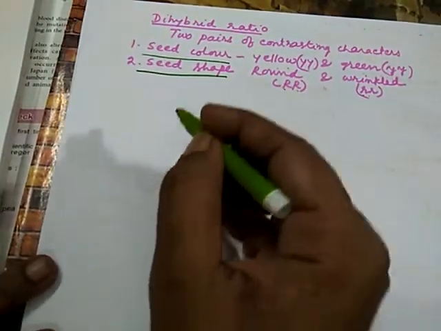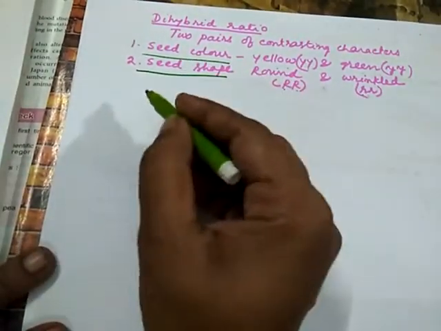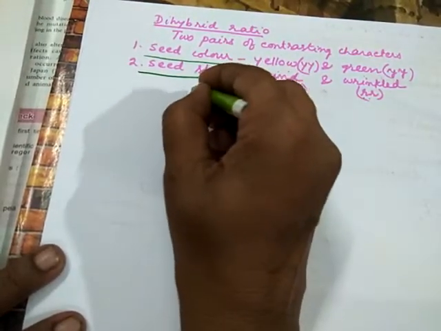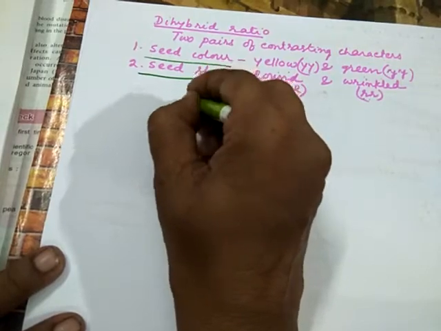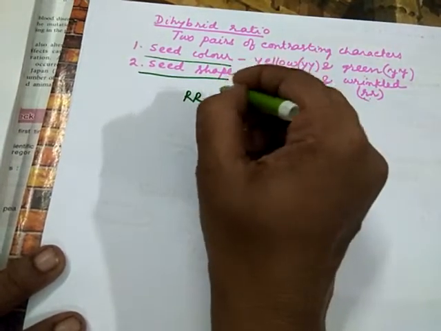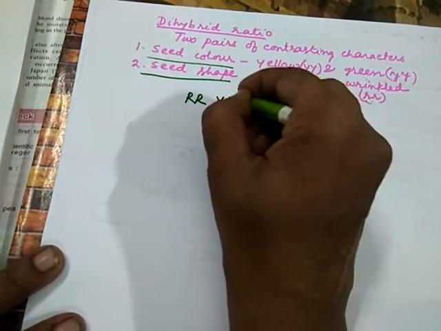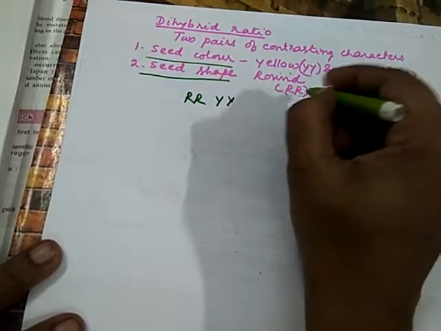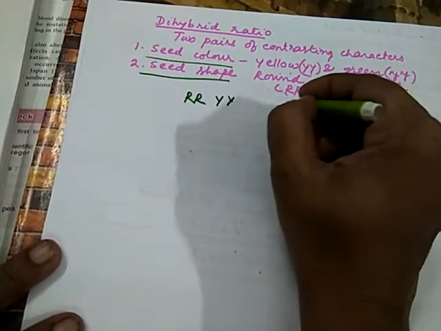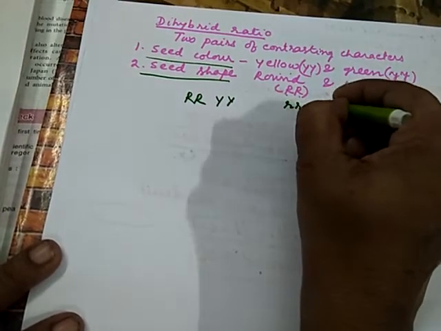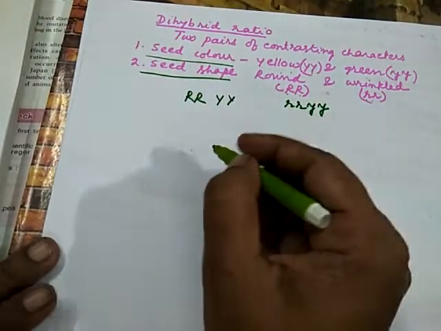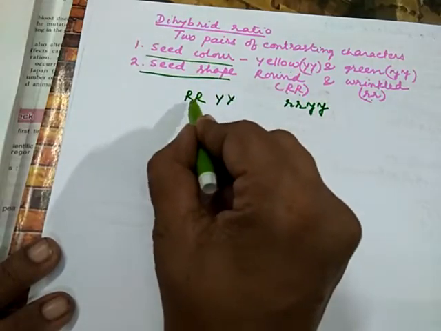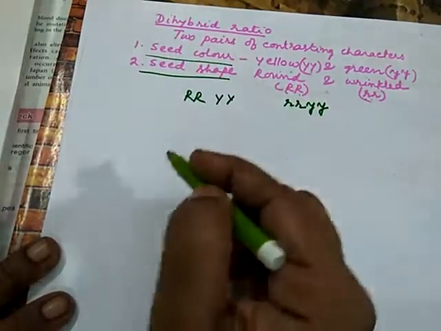So we will take these symbolized characters, seed color and seed shape, in our Punnett square. One plant is round and yellow, both dominant, written in capital letters. The other is wrinkled and green, both recessive characters. A plant having these two characters is called a dihybrid.